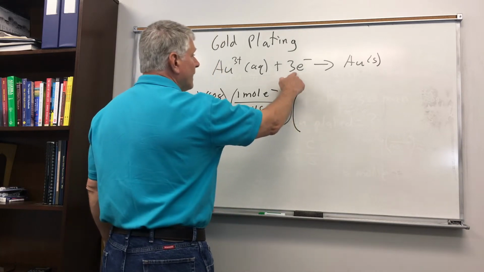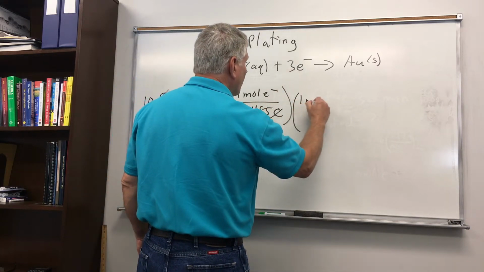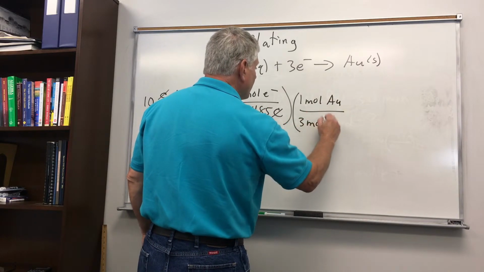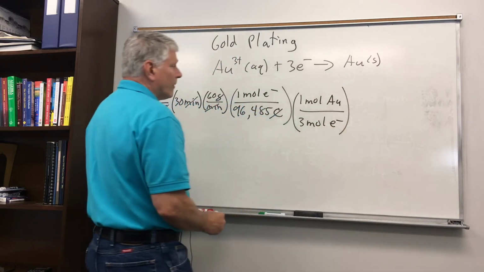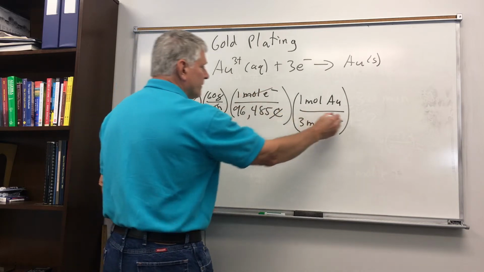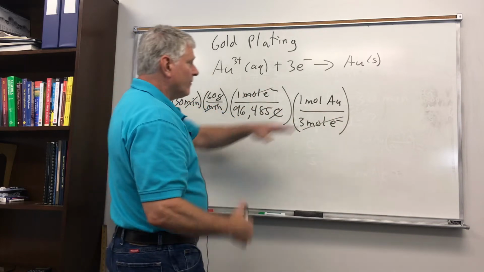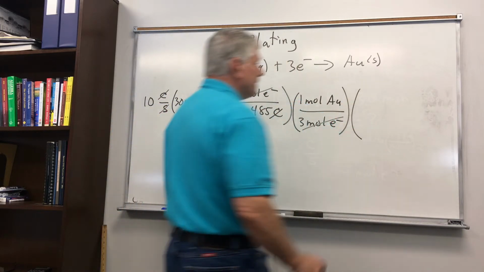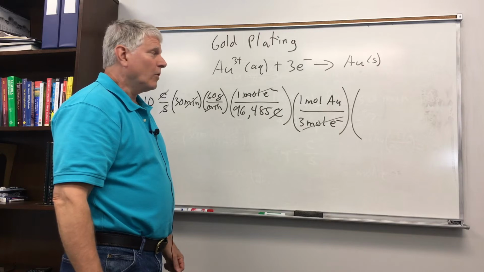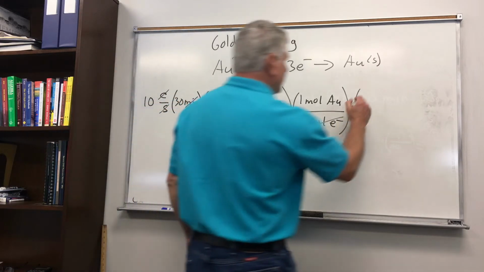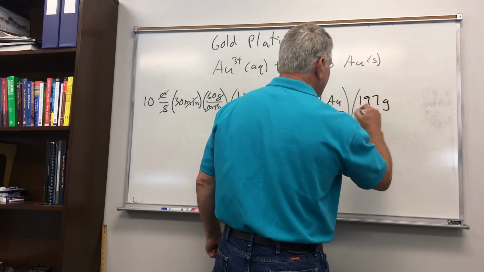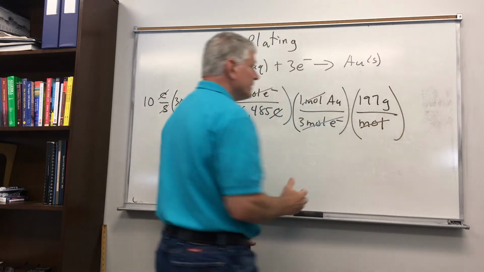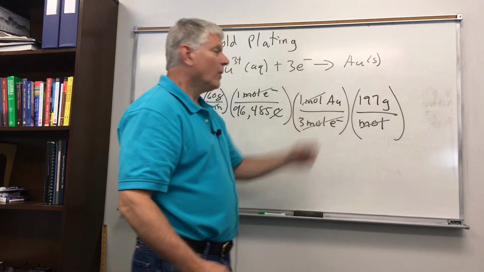And we can use our balanced equation. We'll get 1 mole of gold per 3 moles of electrons from our balanced equation. Now moles of electrons cancels, and we've converted that to moles of gold, and then we can use the atomic mass of gold to convert to grams. So that's 197 grams of gold per mole. So now moles cancels, and this will just give us grams of gold.